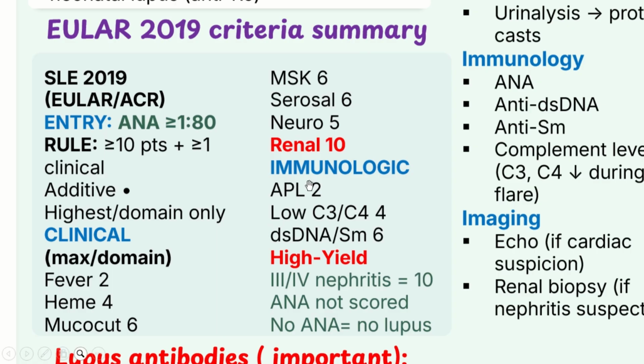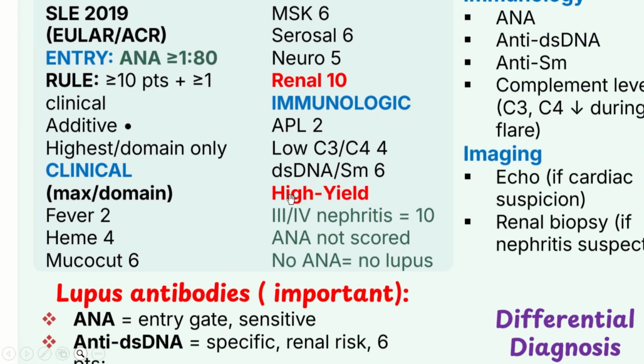Then we look at the immunological domain. If you have antiphospholipid antibodies, that's a 2. Low C3, C4, so 4. Then double-stranded DNA and anti-Smith antibodies are going to give us a 6, so they have a higher specificity. What is high yield is that when we have lupus nephritis class 3 and 4, we are obviously at a 10. The ANA is not scored, you don't add it to the points. Then if no ANA, no lupus.